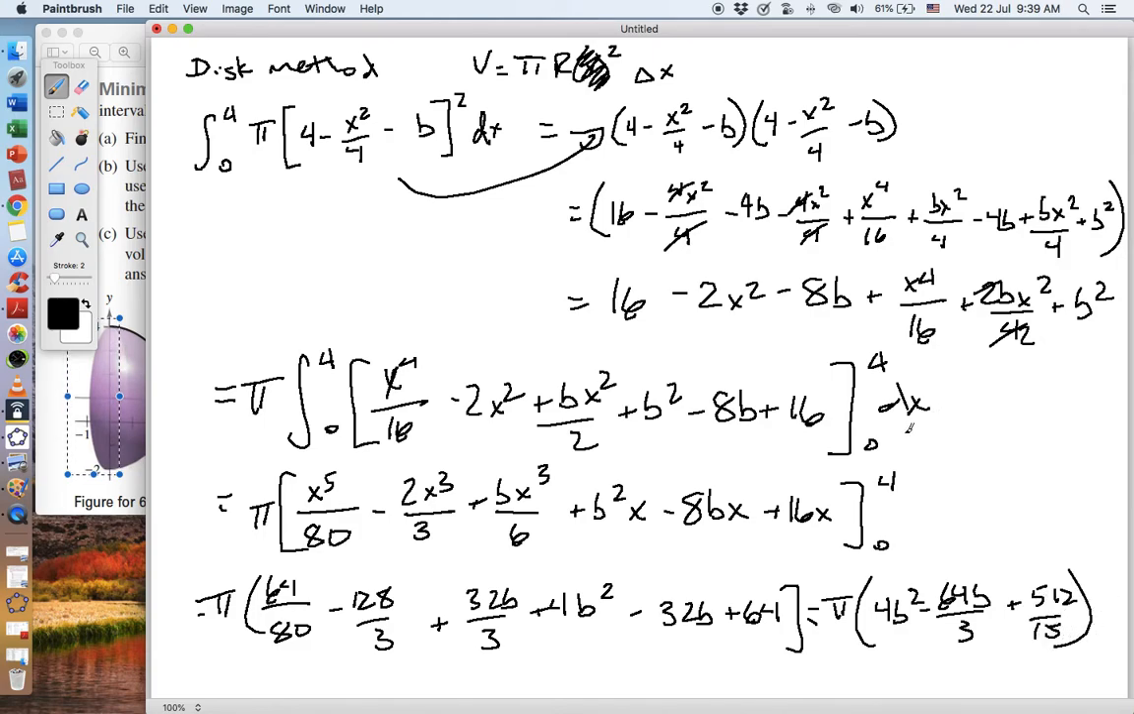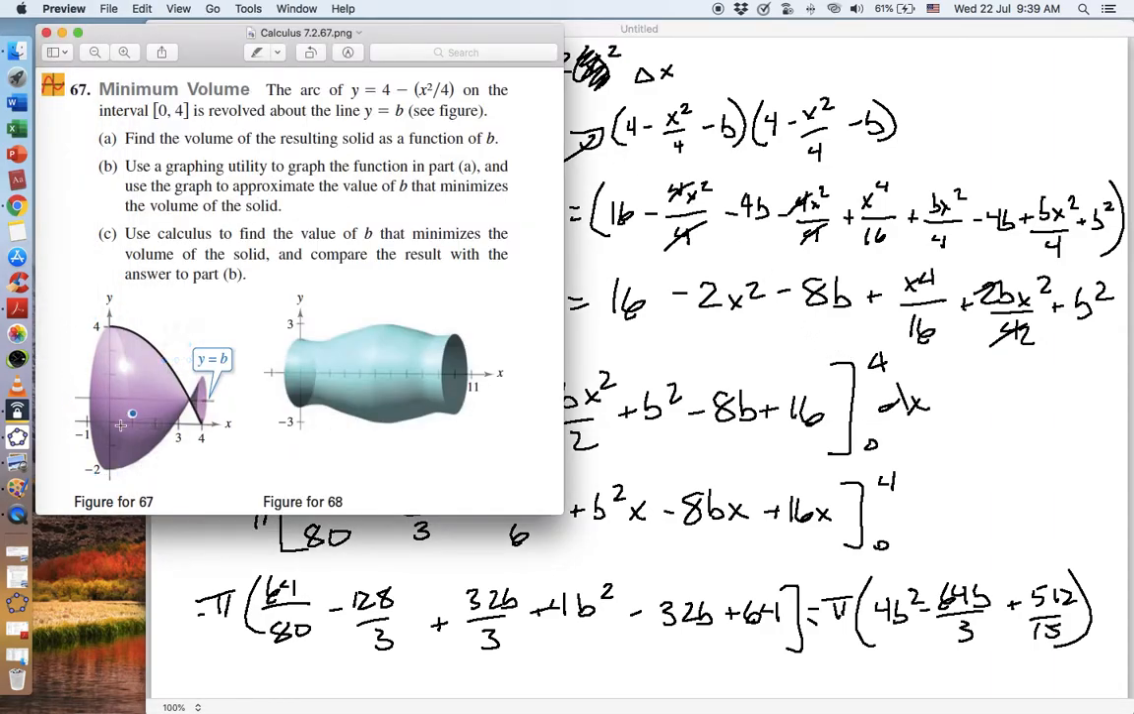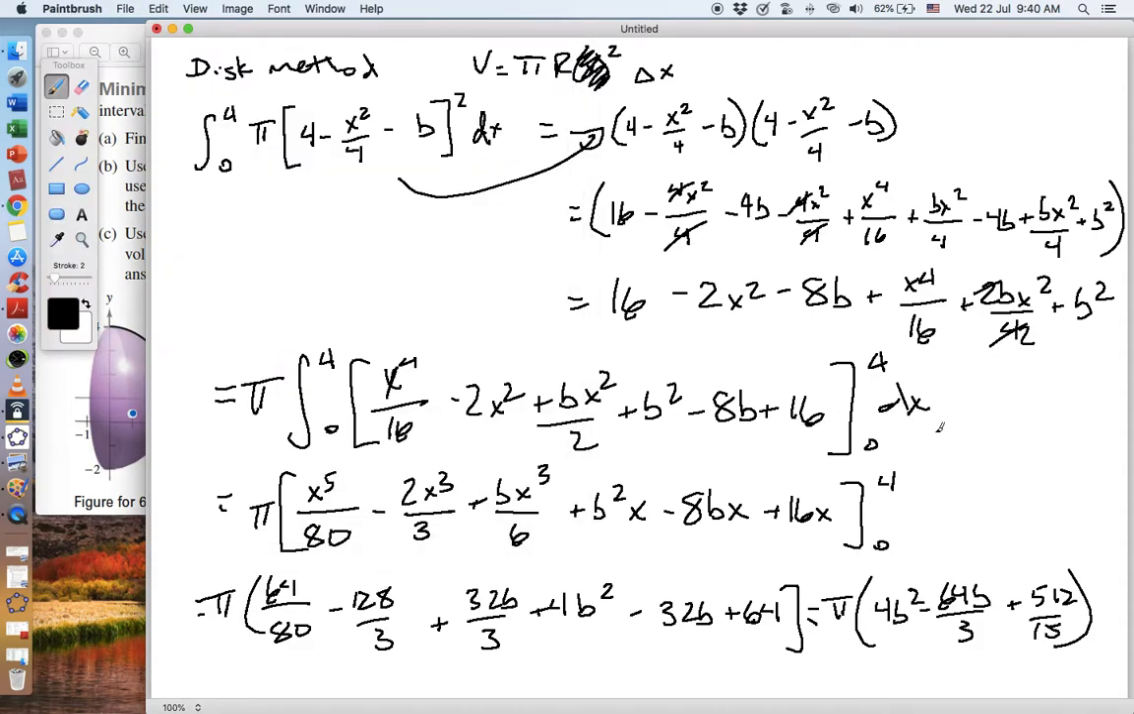And again, we're going to substitute b. This is a general solution. If b is the y-axis, of course, then we're going to end up with 512 over 15 for the volume, because b will be equal to 0. It just all depends on what b is. Okay, and so that was pretty simple integrals.